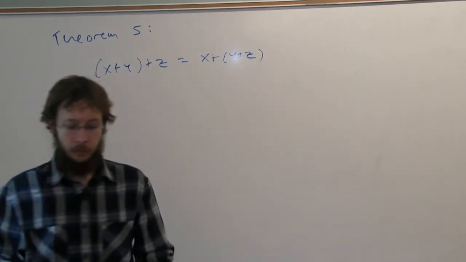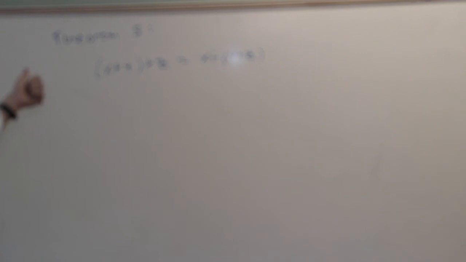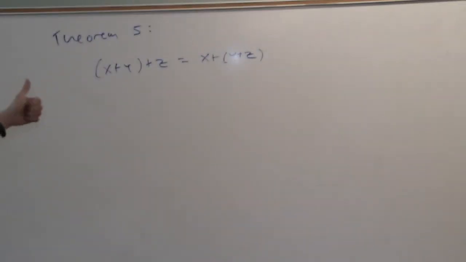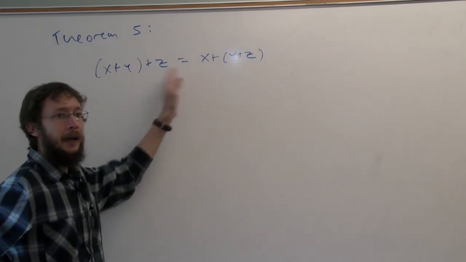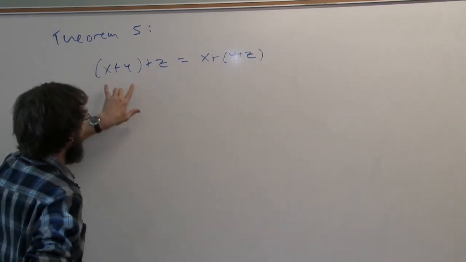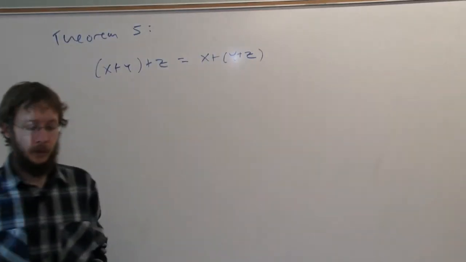Okay? So you can think of this, like I said, in two ways. It's a description of how natural numbers behave, but it's also a tool. It's a tool that says you can add these in any pairing that you want. If you want to add x and y first, that's fine. Or if you want to add y plus z first, that's fine. Okay?